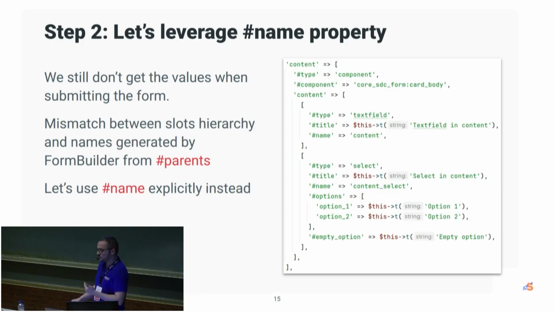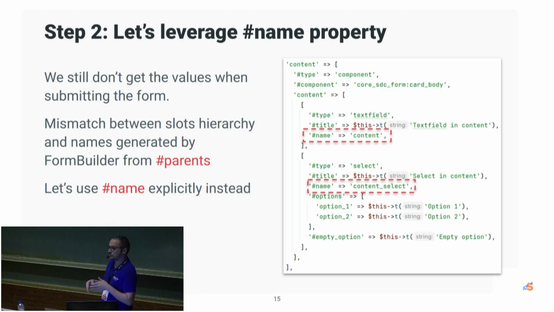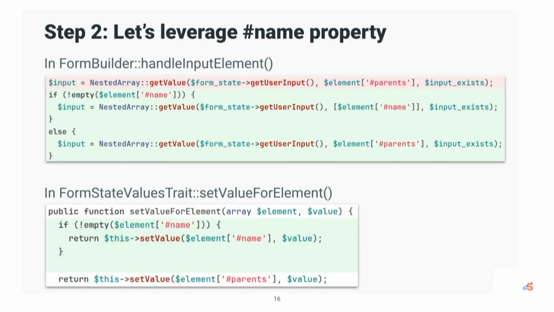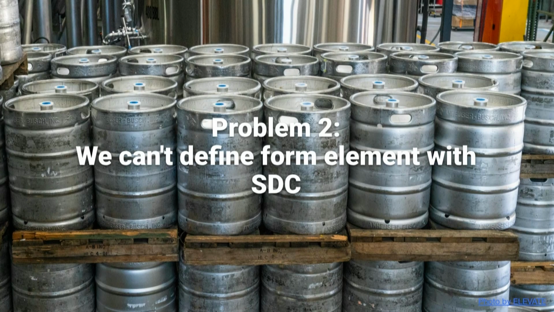What we propose is to use the name property, because by default it is automatically generated by form builder if it's not provided. The default one is generated, okay? But we propose to explicitly set it, and that way you can retrieve your values. It is currently a proof of concept. In two classes, form builder and form state values tray, we propose a very small change to use this name instead of parents. And that way, you are able to retrieve your submitted data in your validate and submit callbacks.